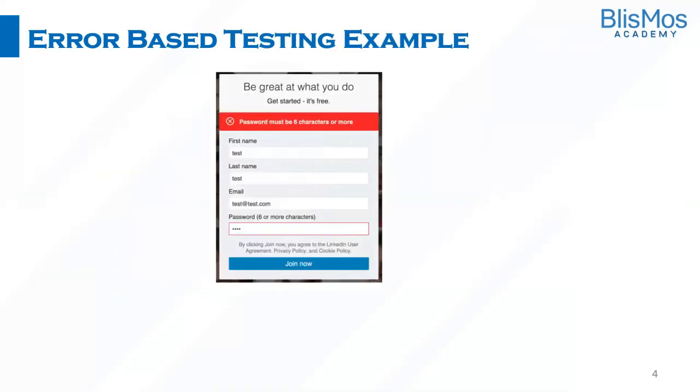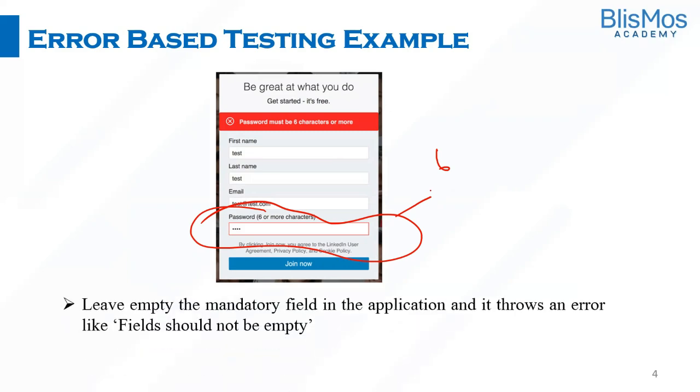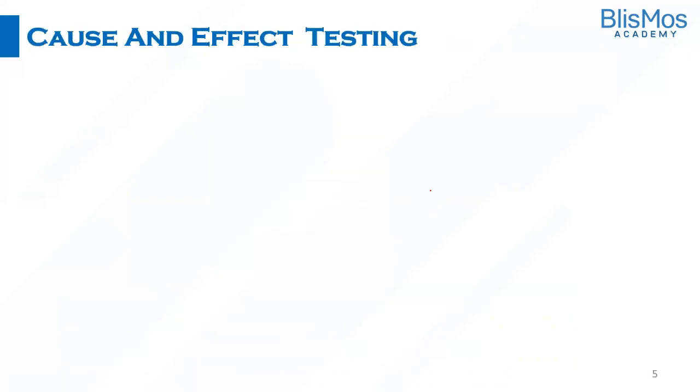An example is, let us say you have a window where you have to provide the first name, last name, and email. Then, assuming that the password edit box accepts 6 characters, if you only provide 4 characters, then it will prompt an error. That way, we'll be able to guess an error and try to have a scenario around that in our test case repository.